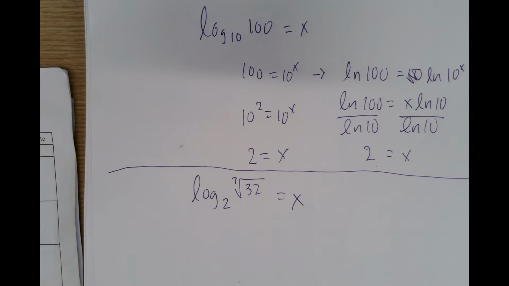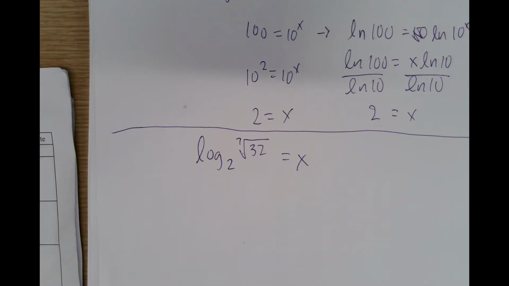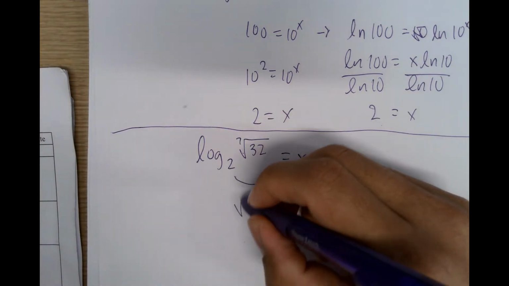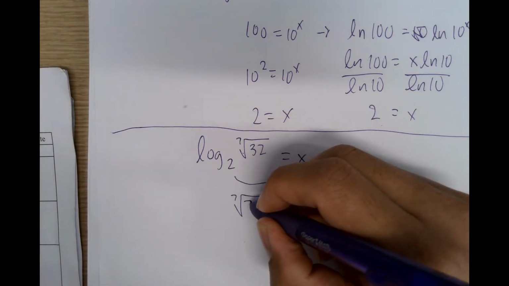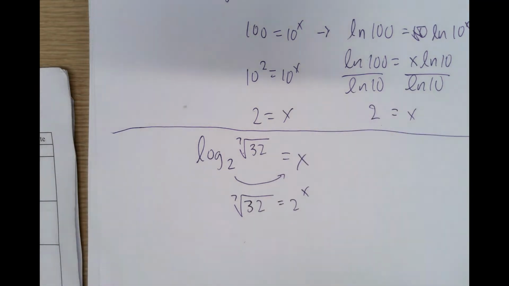Okay, so in this second problem, the first thing you would do again is to write it in exponential form. So you move the 2 over here. It would be the 7th root of 32 is equal to 2 to the x power.